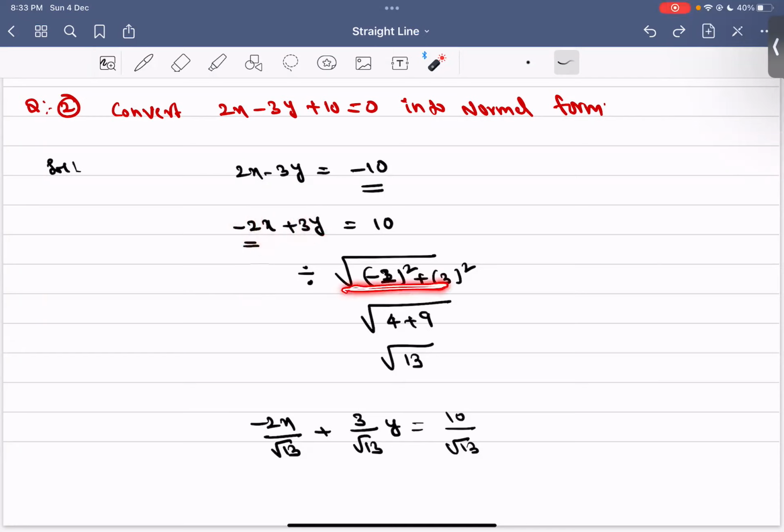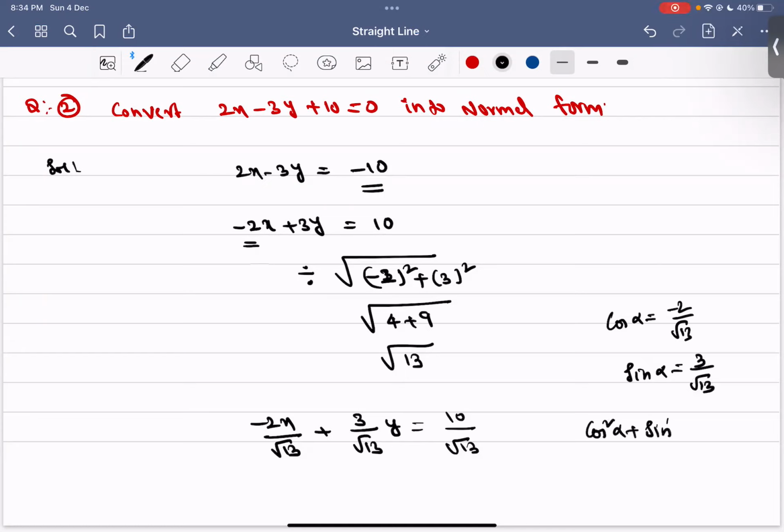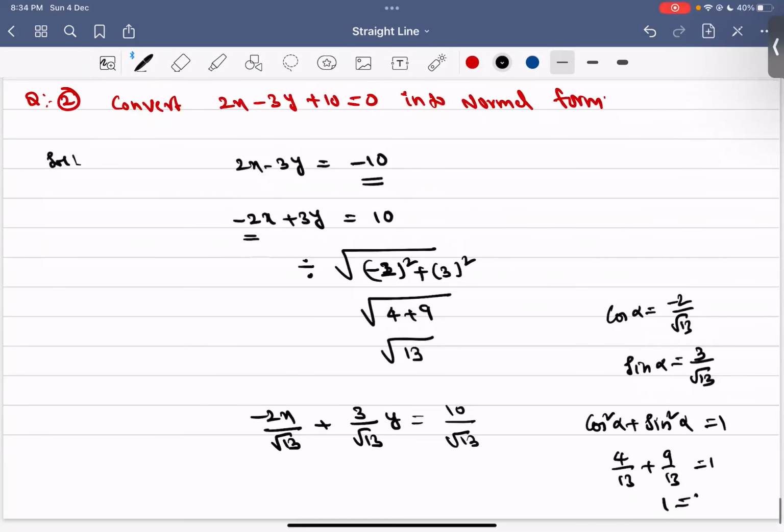That's why I am dividing with this one. Then it is greater than minus 1 and it is less than 1. Now if this is cos alpha, this one will be sine alpha. See, we will check. Cos alpha is equal to minus 2 by root 13, then sine alpha is equal to 3 by root 13. Now square and add. What you get? Cos squared alpha plus sine squared alpha is 4 by 13 plus 9 by 13, therefore 1 is equal to 1. Therefore, this is cos alpha, this one is sine alpha.